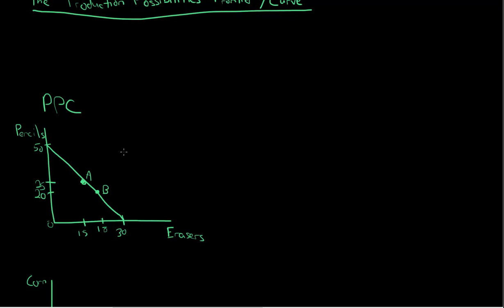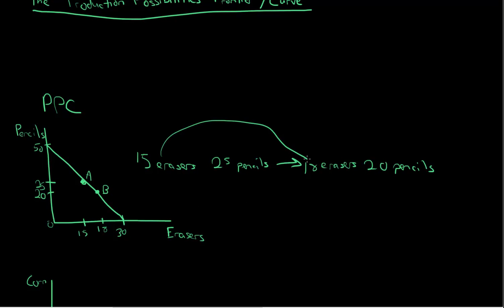So if we move from point A to point B, we move from producing 15 erasers and 25 pencils to producing 18 erasers and 20 pencils. So this kind of allows us to look at the opportunity cost. By producing 3 more erasers, we're producing 5 fewer pencils. So we can look at this: the opportunity cost of 3 erasers is 5 pencils.